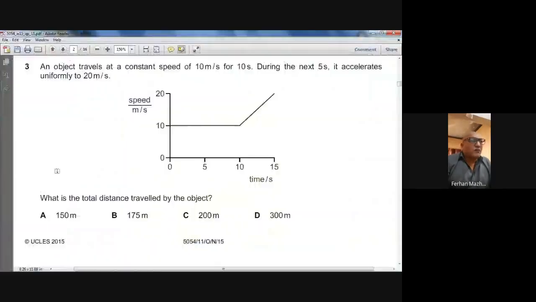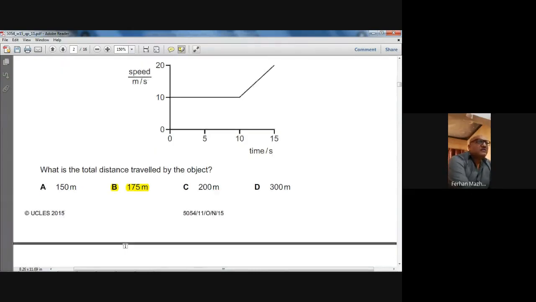So we look in the options. Yeah, B is the option, 175. For question number 3, B looks the right answer. Let me check from the marking scheme. Yep, B is the right answer, sir. So we will go to the next question.